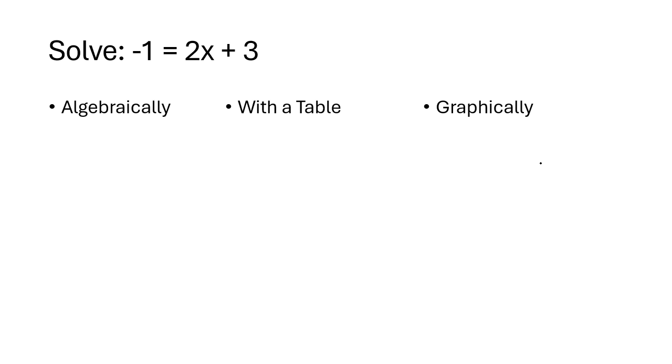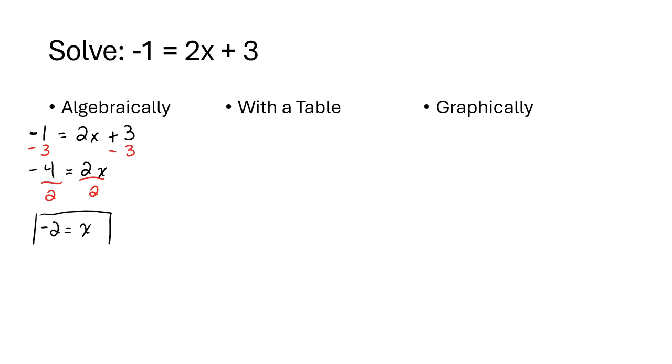All right, so let's go through algebraically first, since that's sort of the easiest way and probably the most familiar way. So if I have an equation like -1 equals 2x plus 3, to solve this algebraically, I'm just going to isolate x first by subtracting 3 from both sides, and then by dividing each side by 2. And we learn that -2 equals x. So that is our solution.